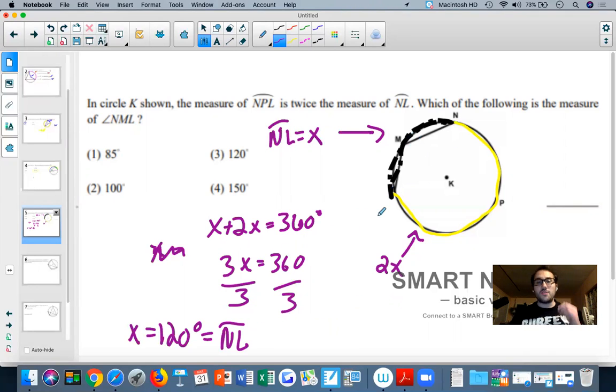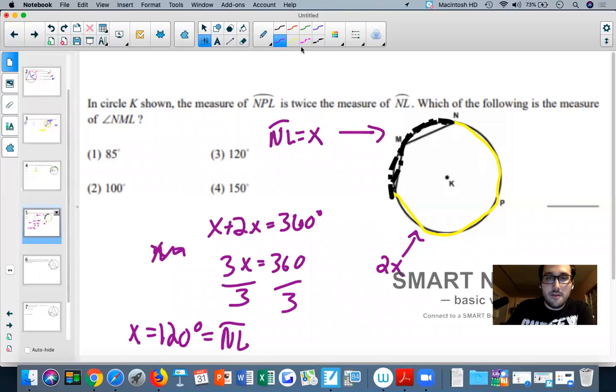So if we do 360 minus 120, so I'm gonna just change colors. Whoops, did I mess that up? So if we do 360 minus 120, 360 minus 120 is 240. So now we know that this yellow piece is 240 degrees, and NML is an inscribed angle, so half of 240 is 120. Therefore, this angle, which is half of this arc, 240, is 120.